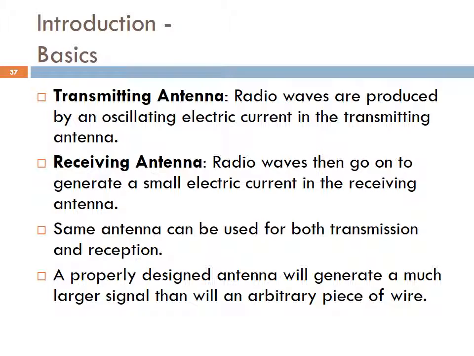At the beginning of this part, we have seen that radio waves were produced by an oscillating electric current in the transmitting antenna, and that they then go on to generate small electric current in the receiving antenna. The roles of the transmitting and receiving antenna are crucial to the success of radio communication. A properly designed antenna will generate a much larger signal than will an arbitrary piece of wire.